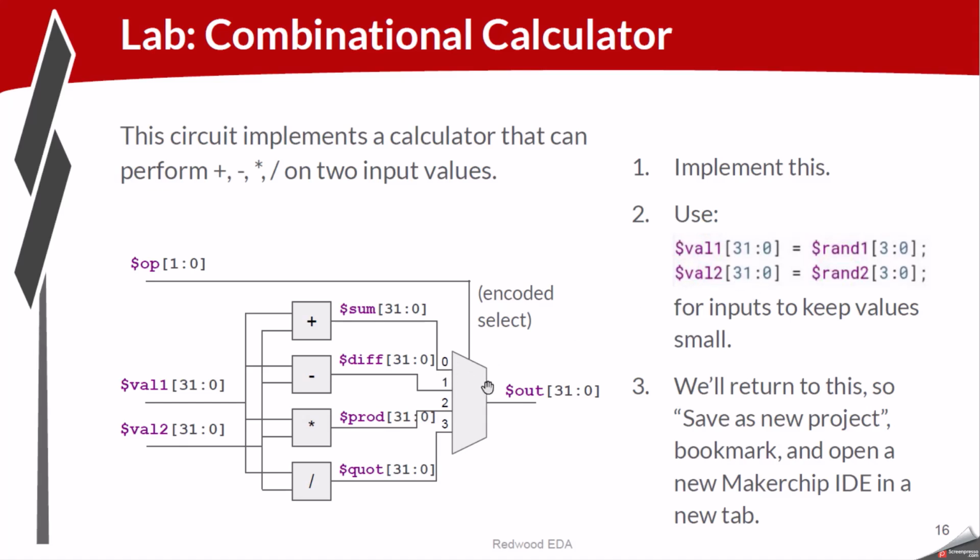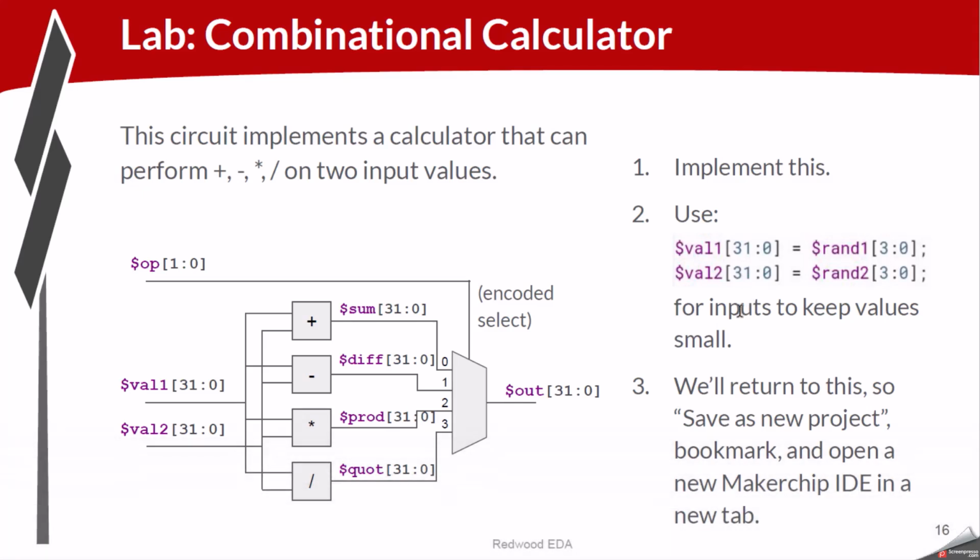The point of this expression is just to limit the range of val1 and val2 to smaller numbers. So rand1 and rand2 are 4 bits. We're going to get values between 0 and 15, or 0 and F in hexadecimal. And then the assignment is going to zero-extend, so all the upper bits of val1 and val2 will be zeros.